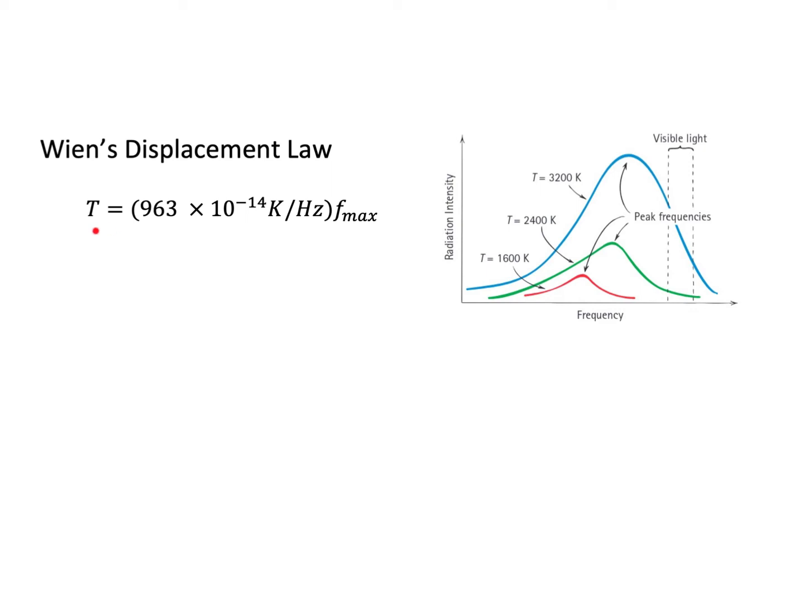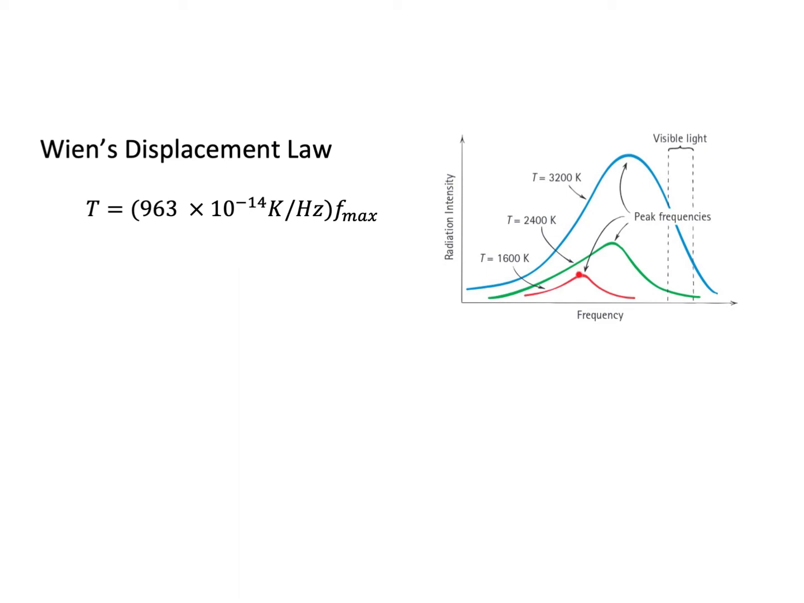What Wien's displacement law tells us is that the temperature of an object that is emitting blackbody radiation is equal to this constant, and you don't need to memorize this constant, but it's 963 times 10 to the minus 14 Kelvin per Hertz. Hertz is the unit of frequency, Kelvin is of course the unit of temperature, times the frequency max. And so the Hertz here is going to cancel the Hertz of the frequency. But what's this F max? That's the frequency of the peak.